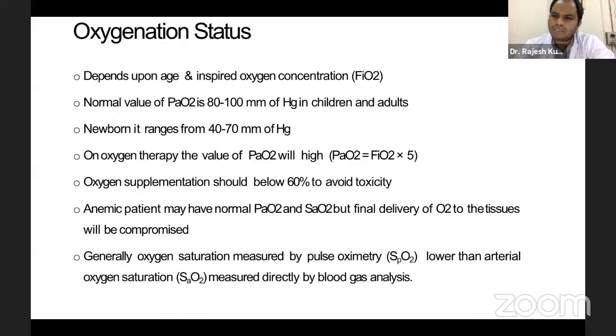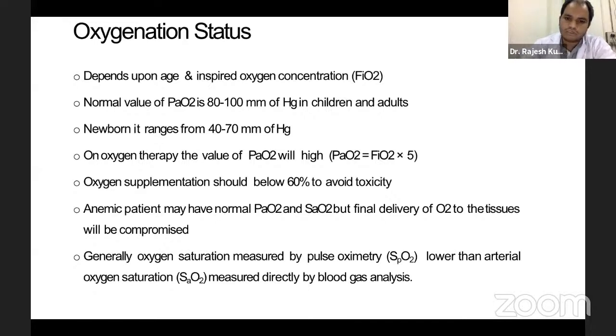In some scenarios, you can target a little higher, like in trauma, cardiac patients, or anemic patients. Anemic patients may have normal PO2 and saturation, but the delivery of oxygen to the tissue will be compromised. Why? Because delivery depends on multiple factors like DO2. DO2 depends on your PO2, saturation, hemoglobin, and all these things.